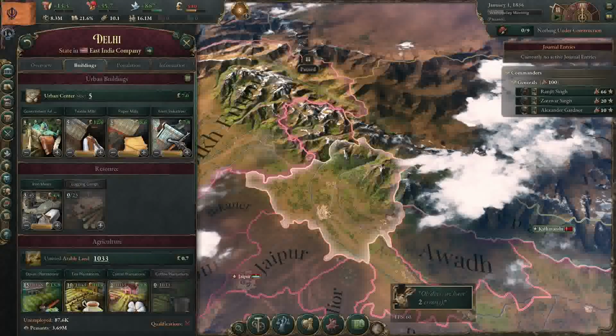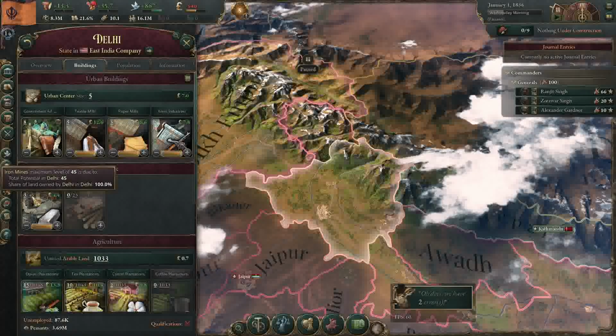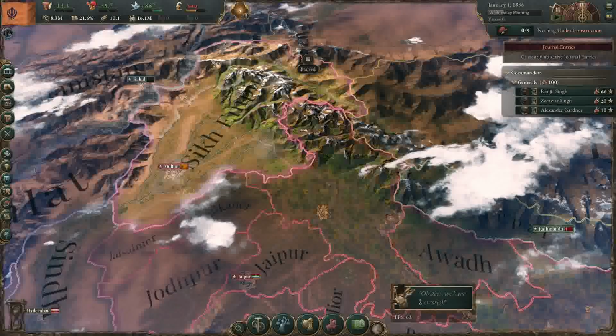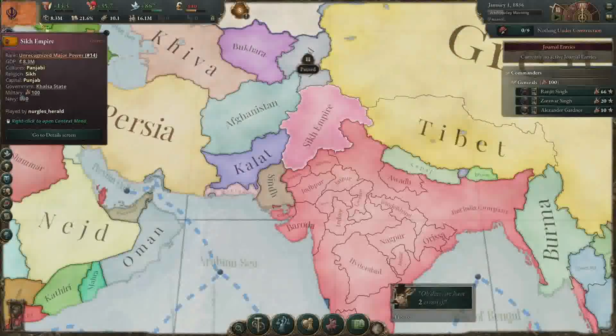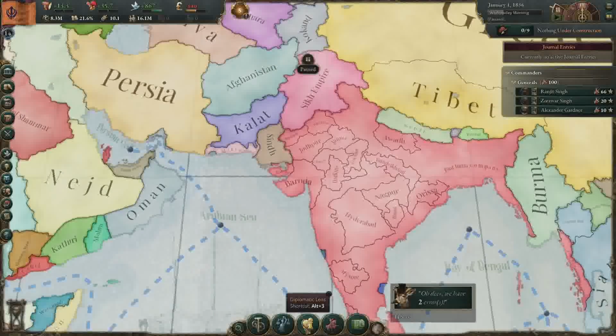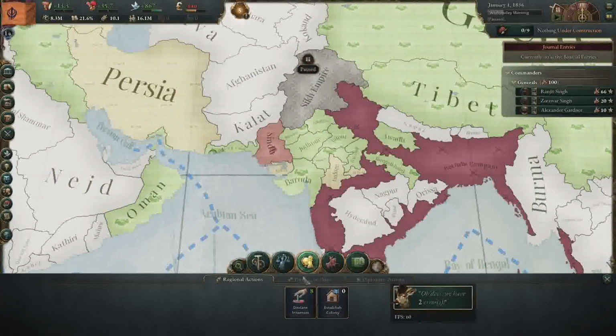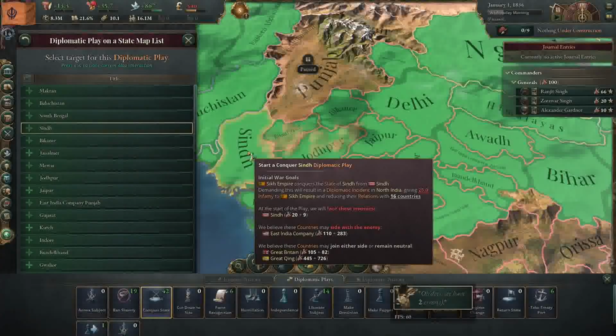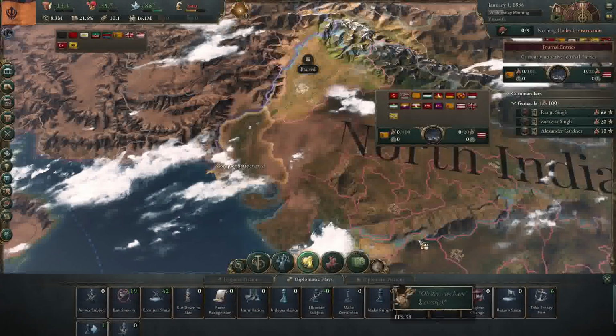But you can also take Delhi, which is amazingly useful because this is a 45 iron mine stack. And so what I think you should do here as the Sikh Empire is hope that you can declare war on Sindh, that they call in the East India Company, and then you take Punjab and Delhi. So we're going to go ahead and start a diplomatic play against Sindh. We are going to confirm conquer state.